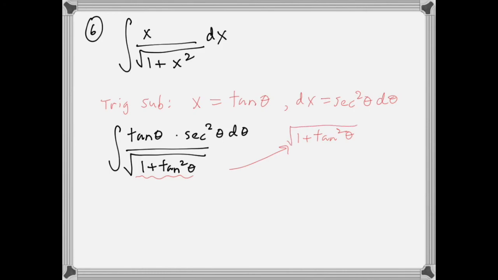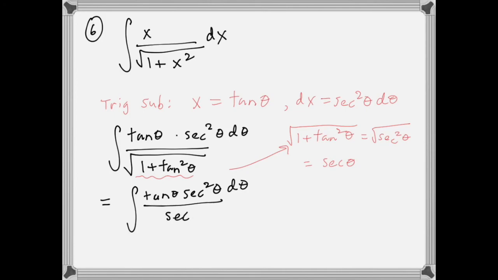So if I take the square root of that, then that's the square root of secant squared theta, which is just secant theta. So my answer is, or not my answer yet, but this is tan theta secant squared theta d theta over secant theta. Cancel this guy on the bottom. And so we're integrating secant theta tan theta. Hopefully we remember that that is just secant theta plus c.